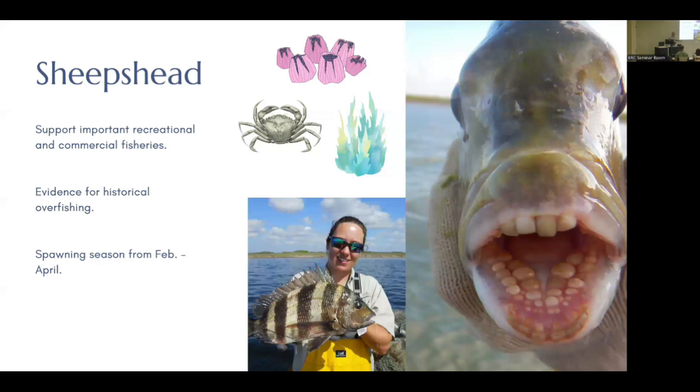They're known for that gnarly set of chompers they've got. They eat a lot of crabs, crustaceans, barnacles, things like that. And they support some valuable fisheries, so both recreational and commercial fisheries throughout their range up along the Atlantic coast and throughout the Gulf. They spawn from February to April, kind of peaking in March, and they'll gather around jetties, nearshore reefs, artificial reefs, things like that.